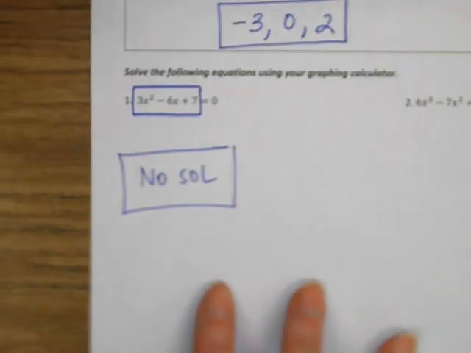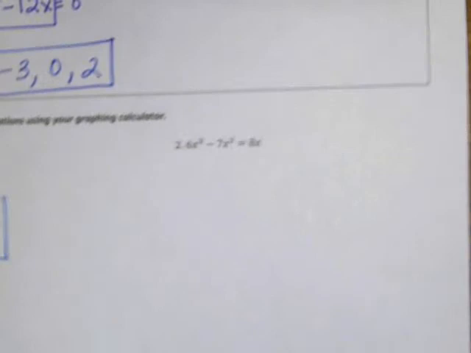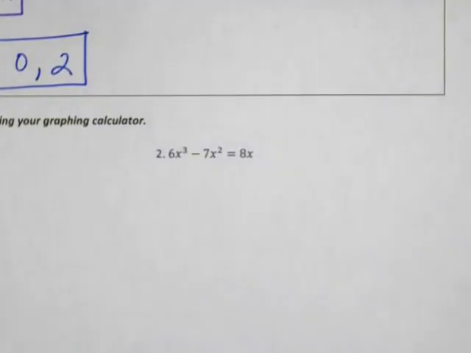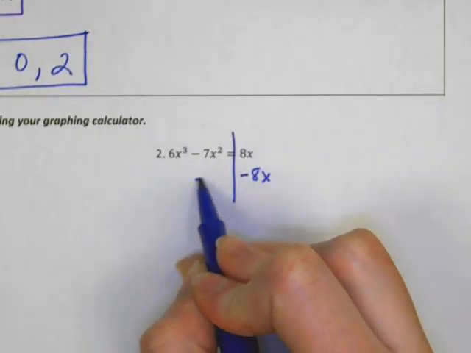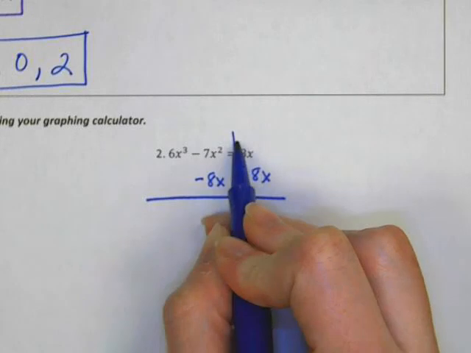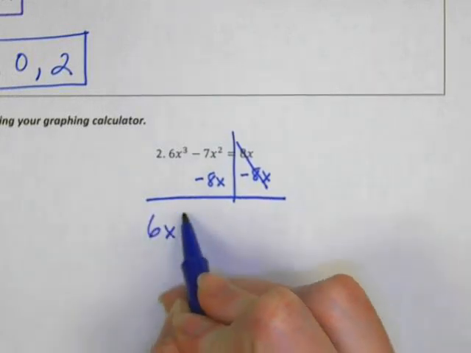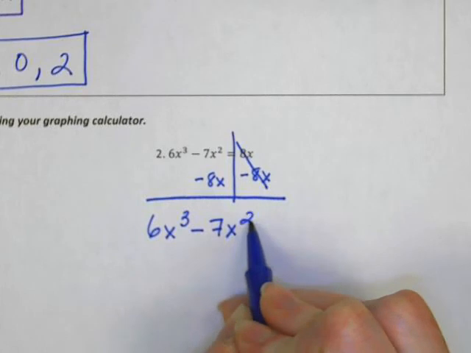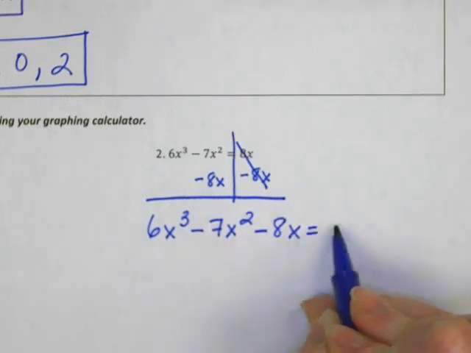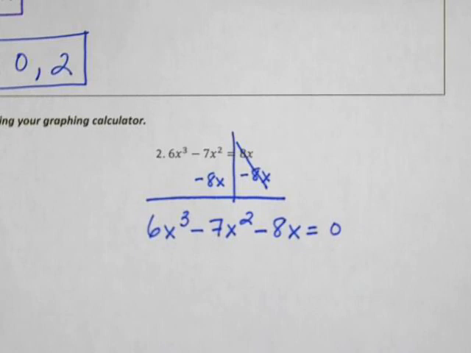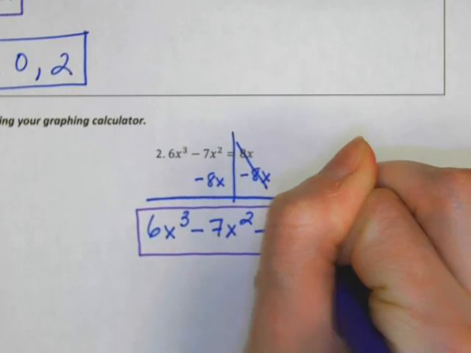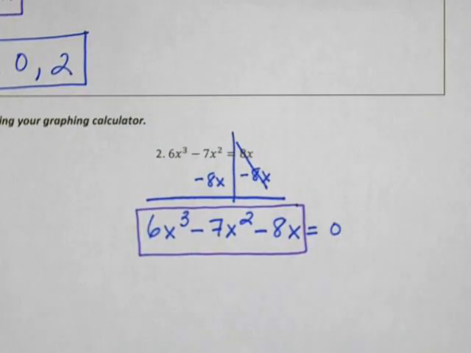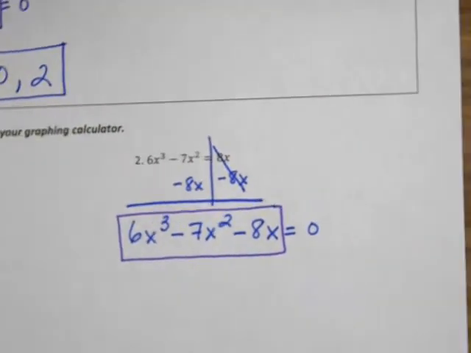Okay, number 2, last one. This one has some. Before you do anything again, you have to have it equal to 0. So let's draw our wall, and we're going to subtract the 8x to the other side. So what we're dealing with is 6x cubed minus 7x squared minus 8x equals 0. Only once you have it equal to 0 can we think about graphing. So we're going to graph this guy right here.